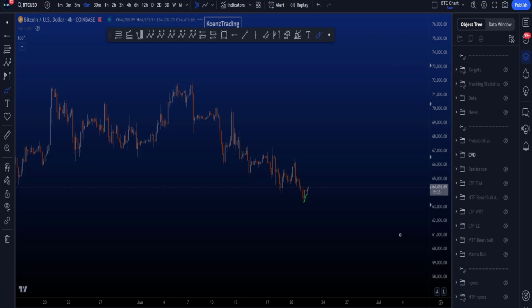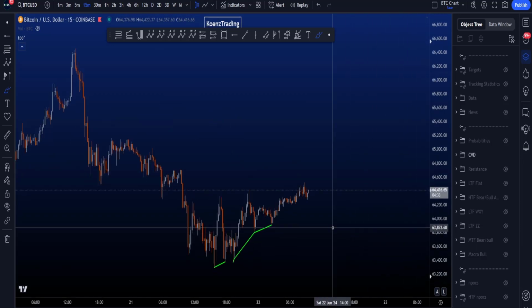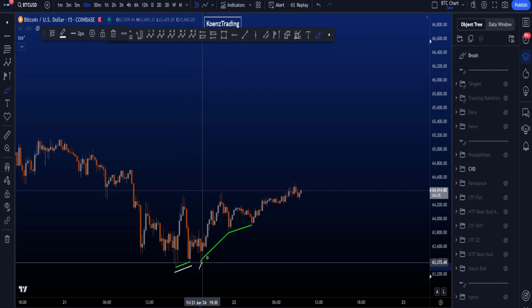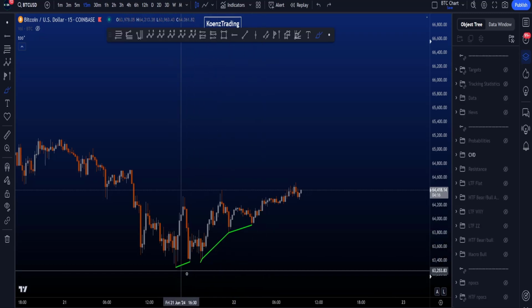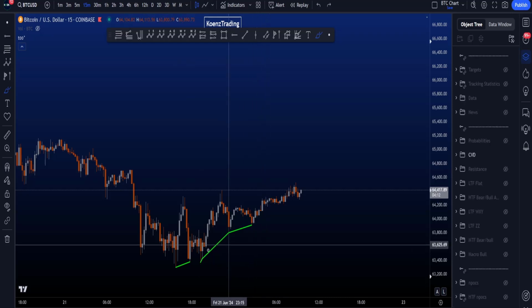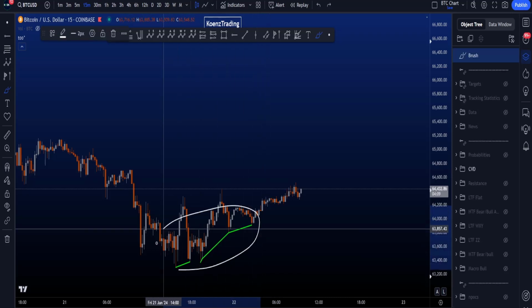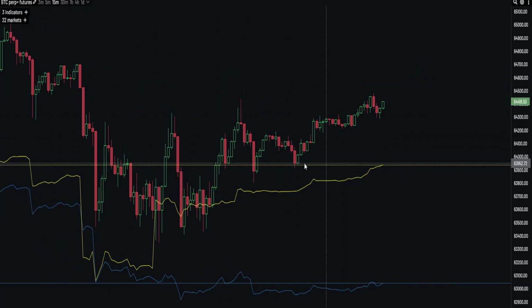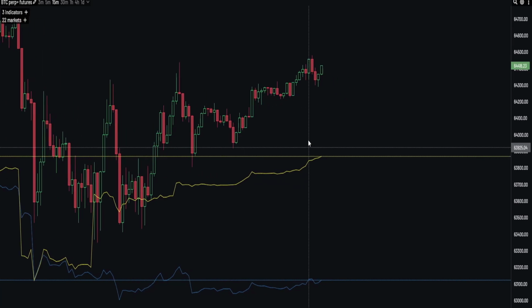Looking at the CVD divergences on the 15-minute time frame, all of the bullish CVD divergences have played out: higher low in price, higher low, higher low, higher low. But on the CVD, we constantly made lower lows. There is absorption of market shorts with limit long orders, and all these bullish CVD divergences have now played out. Price is grinding to the upside, CVD is moving to the upside as well, so we need to wait for some new divergences.